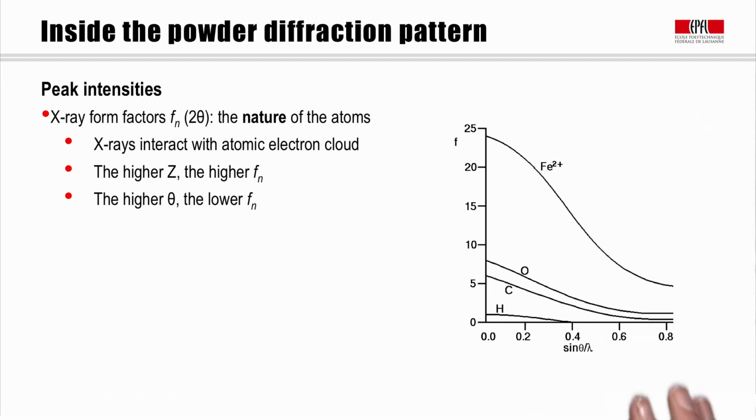This in fact also explains why, when we look at diffraction patterns for X-rays, intensities tend to be higher at the low angle side than the high angle side. This is simply because the atoms will reflect the X-rays more efficiently at the lower diffraction angles.